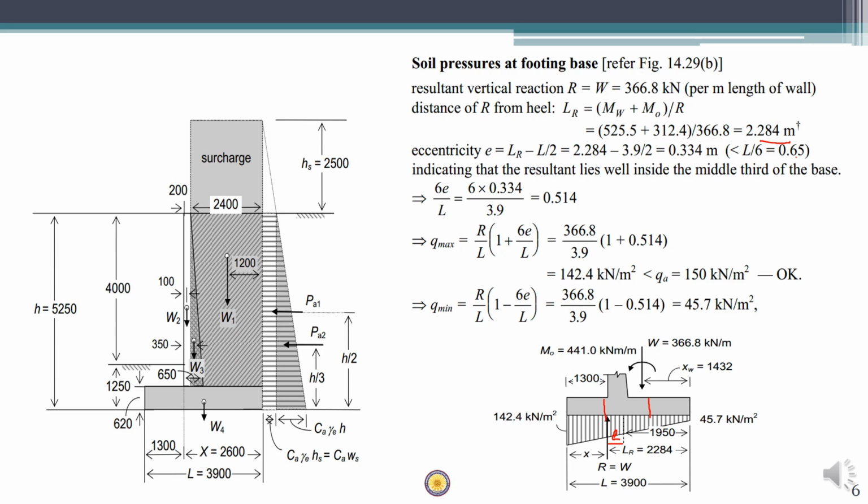With that, we can now calculate the Qmax and Qminimum values using the formulas R by L into 1 plus 6E by L, and R by L into 1 minus 6E by L. We get a Qmax value of 142.4, which is less than 150 kN per meter square, which is the SPC, and a Qminimum value of 45, which is greater than 0. This means there is no tensile force acting at the bottom causing cracks on the footing. So we get a trapezoidal pressure distribution at the bottom, which is almost equal to a triangular distribution.